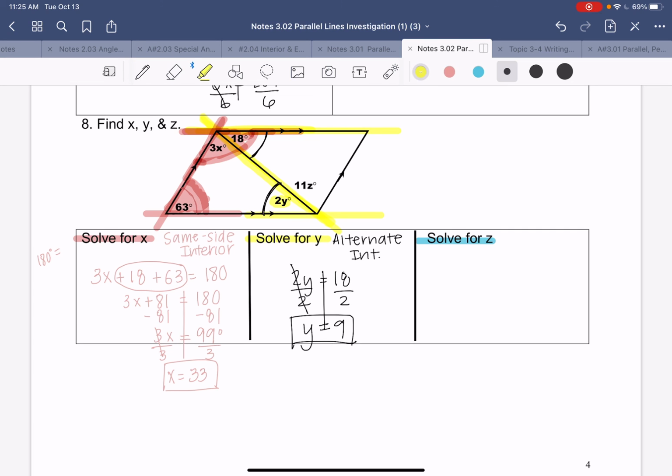All right, last but not least, we want to solve for z. Well, z's right here. Okay. So I'm actually going to use this parallel line right here, and then I'm going to use this as my transversal again. Okay, so I have this whole angle right here, and then I have this whole angle. Well, I know what x equals now, so that's why I can use it. So these, again, are alternate interior angles because they're inside the parallel lines that we chose.